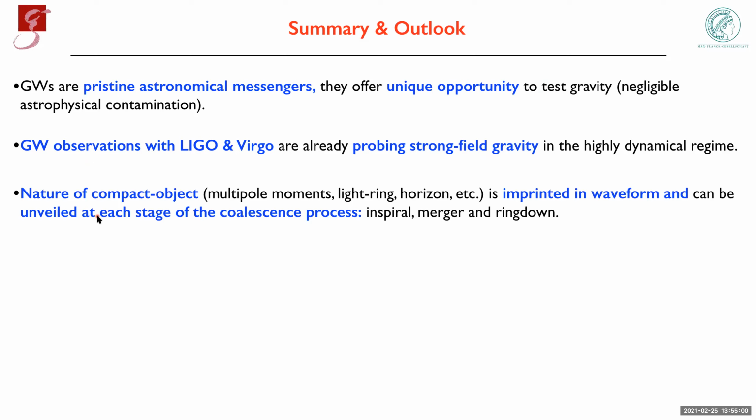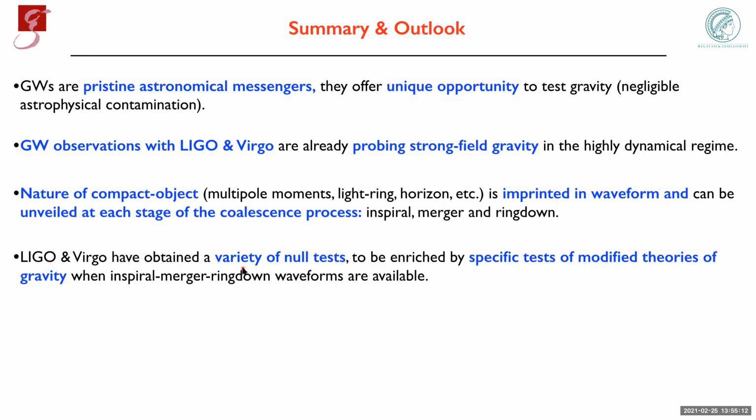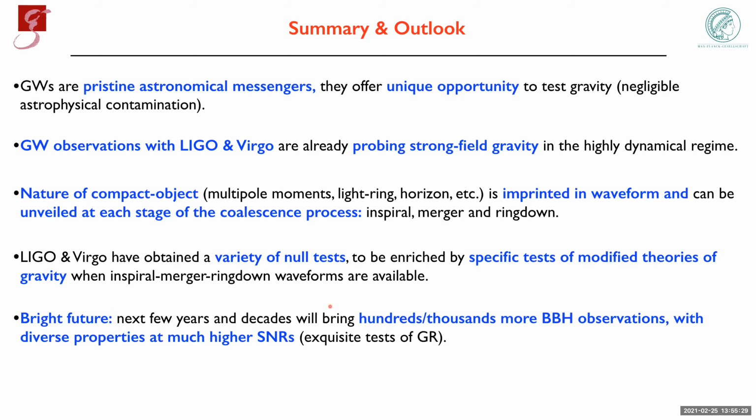horizon is all imprinted in the waveform and can be unveiled at each stage of the coalescence process, whether it's the inspiral, where the two component dark objects are, the merger or the ringdown. I showed you at least 3 of the null tests that have been done. In the future, if inspiral-merger-ringdown waveforms in modified theories of general relativity will be available, specific tests can be done, not just parameterized tests.